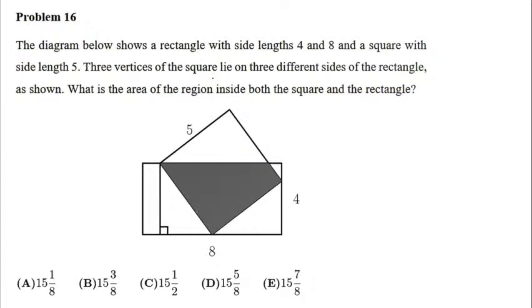Three vertices of the square lie on three different sides of the rectangle, so there are this one, let me show with blue, this one, this, as shown. What is the area of the region inside both the square and the rectangle?